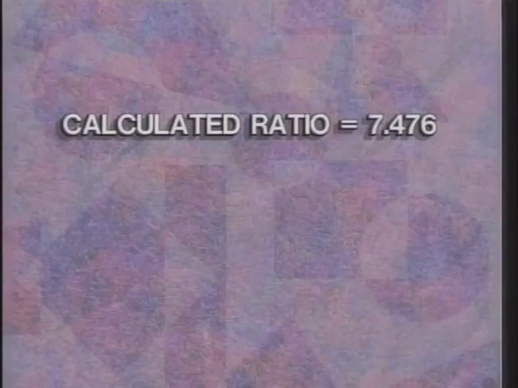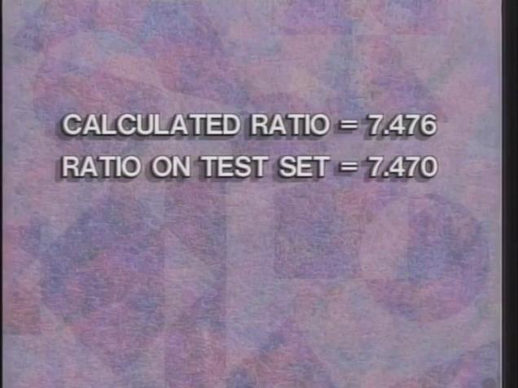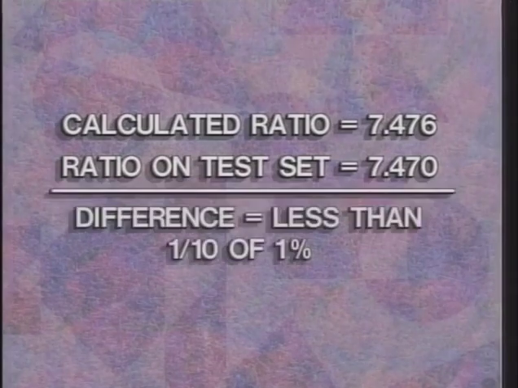Now, in the example that we looked at, the calculated ratio was 7.476. The ratio that we got on the turns ratio test set was 7.470. This is a difference of less than 1/10%. If our maximum acceptable difference is 1/4%, the transformer turns ratio tests out okay.